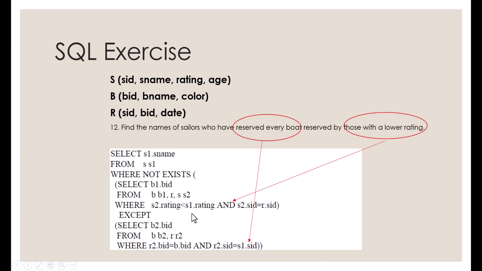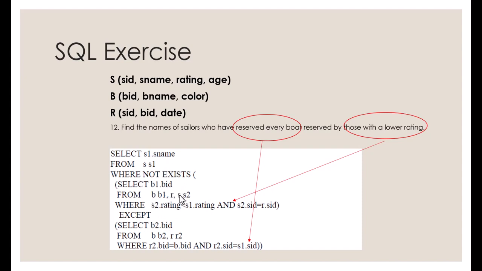Let's take a look at the first subquery. Just look at it and see, in plain English, what these three lines of code are returning. It's looking at rating. The first one is going to be returning a bunch of boat IDs, and so is the second one. So they're both going to be boat IDs.